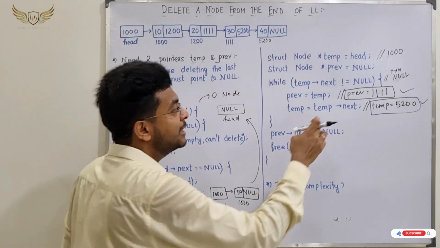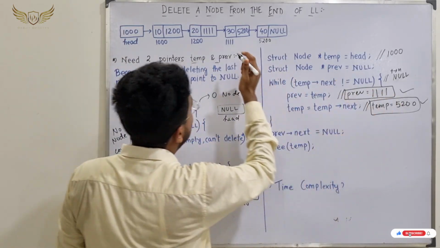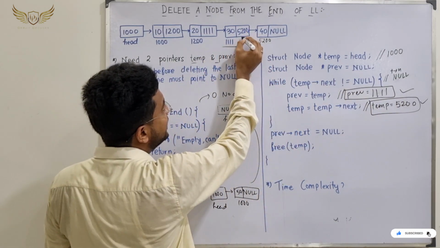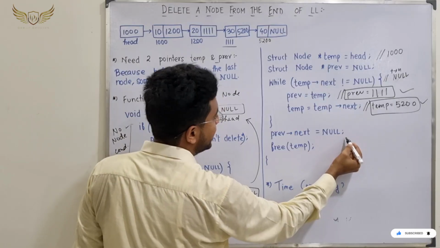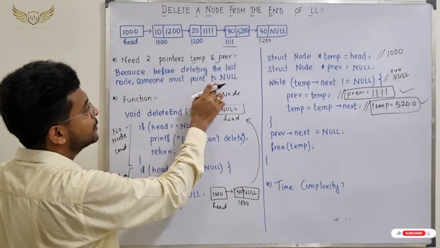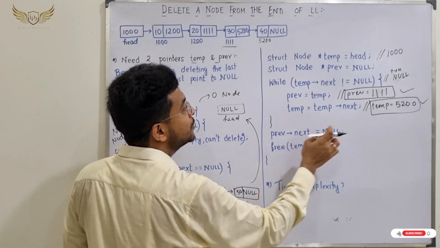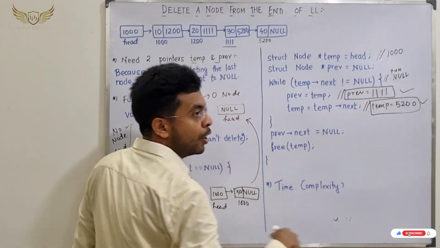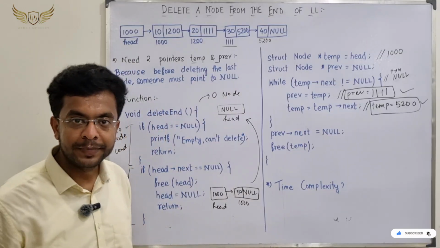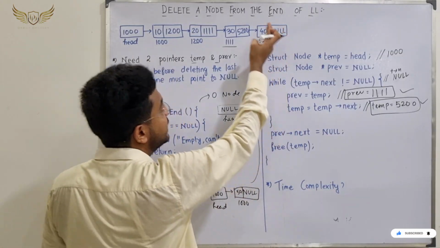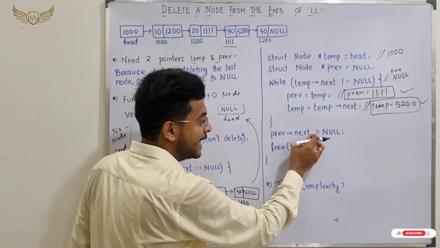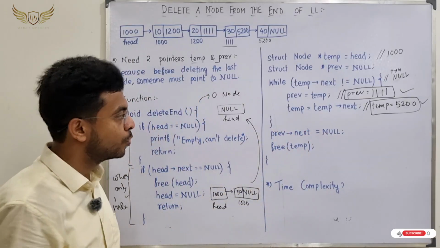What is the meaning? What is prev? 1111. So go to this 1111 location and the next part, this next part, you give null. So that's what it is saying, because before deleting the last node someone must point to null. So this prev is holding that particular node whose next part should be containing null. As simple as that. It is not going to the last node. It is taking the last but one. Right? And in the next part it will be used to store the null.